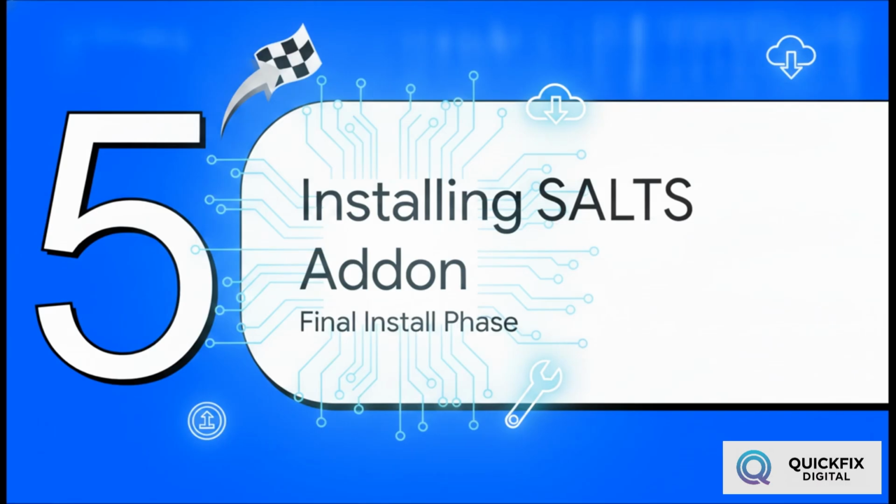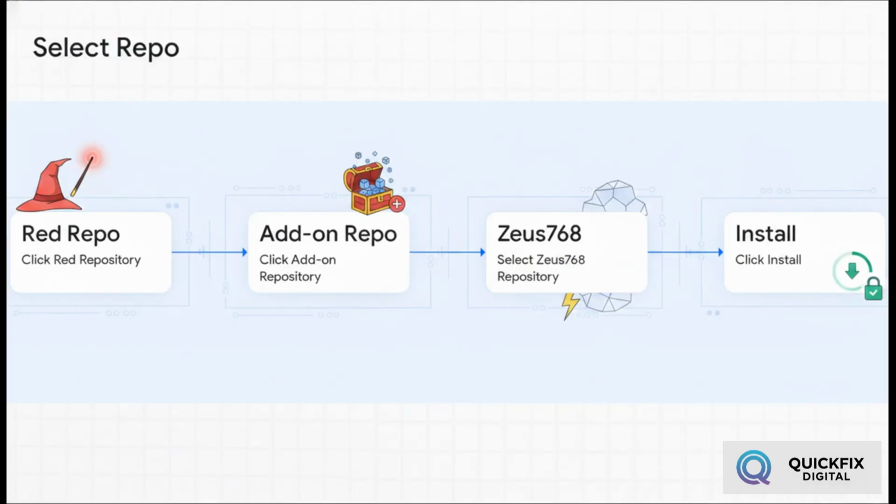Section 5. Installing the SALTS add-on itself. The final installation phase. We're almost there. Now we drill down. Open the red repository, click Add-on Repository, and then select the Zeus 768 repository from the list. Hit Install. Basically, we've just used the red wizard as a sort of bridge to reach Zeus 768 because that's where SALTS actually lives.